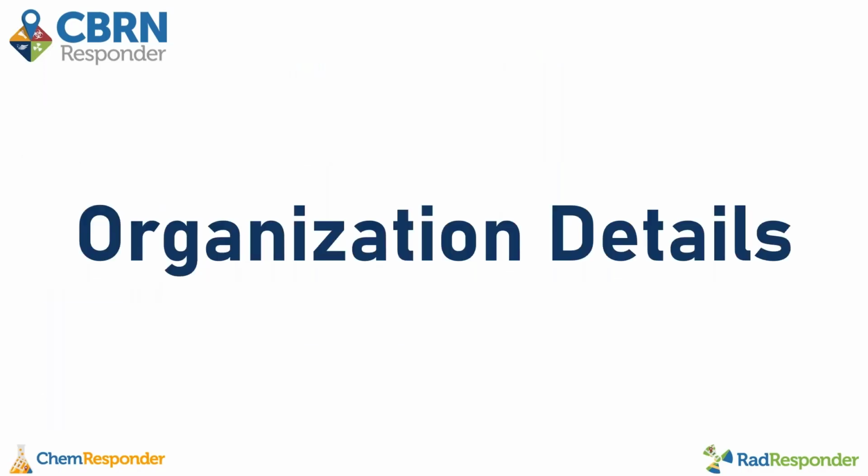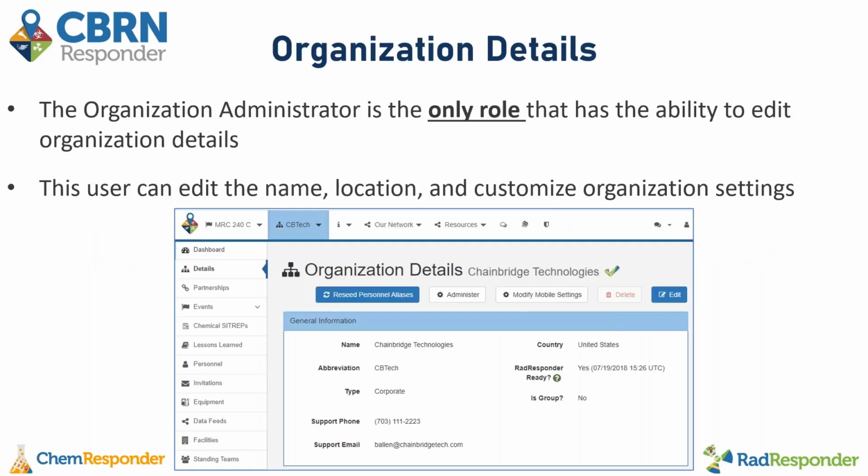So for the organization details that I touched on, the organization admin is the only role that has the ability to edit these. You would go to the details page from the left-hand side menu, and on the organization details page, you will see the edit button, and you can edit these fields accordingly. Only the organization administrator role will see that edit button. All other users can navigate to that page, but they will not have the capability to edit any data.